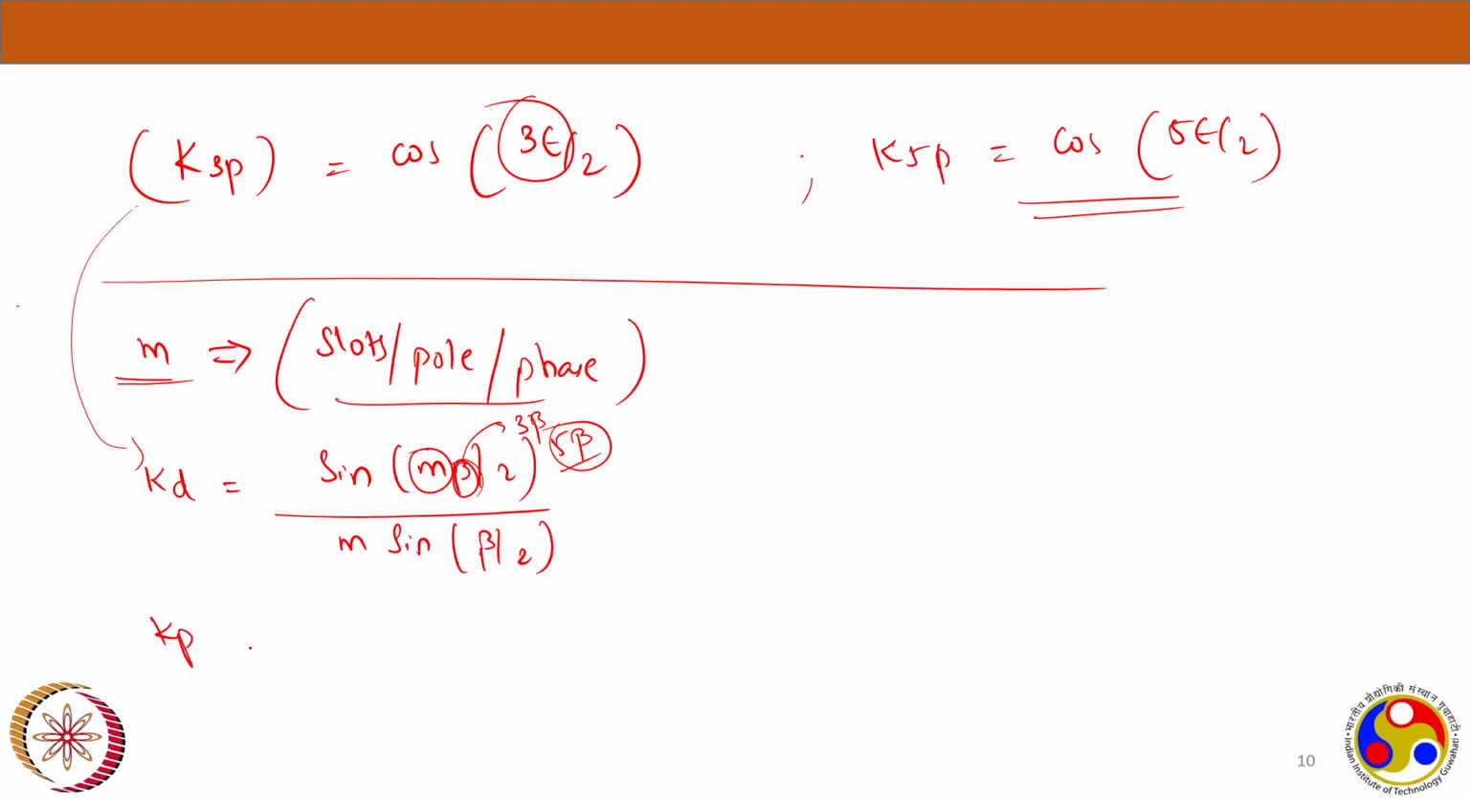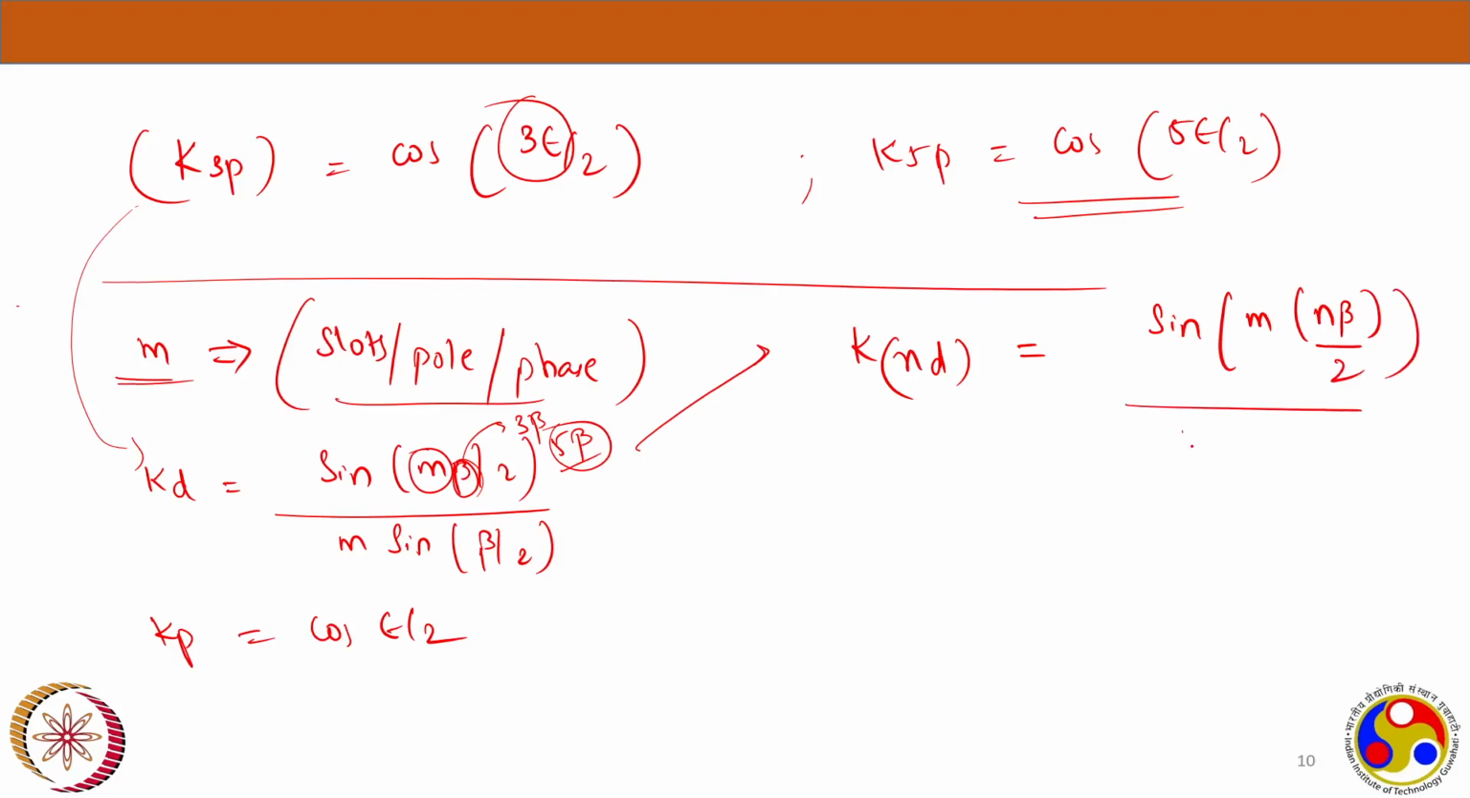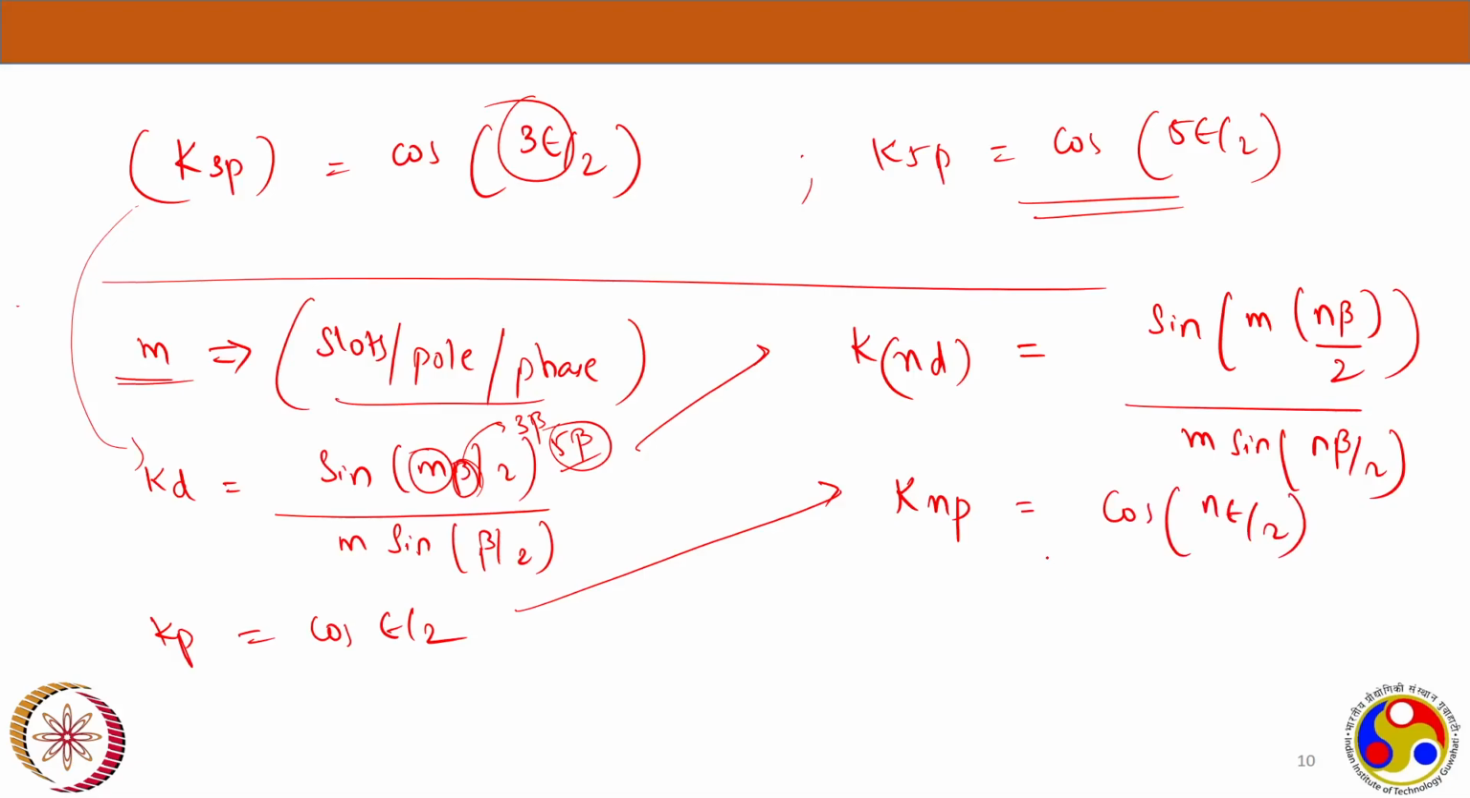Apart from M, you have to make the beta multiple that many times. And the pitch factor is equal to cos epsilon by 2. Now in this Kd, n is nothing but the harmonic I want to eliminate: sine m n beta by 2 divided by m sine n beta by 2. In the same way for Kp, Knp, I want to eliminate the nth harmonic: cos n epsilon by 2. That's it. Did we miss any other formula?